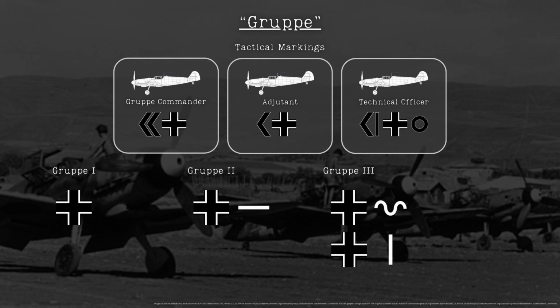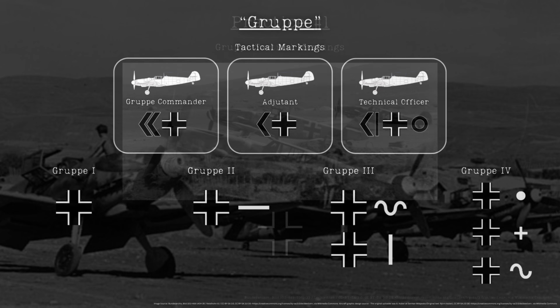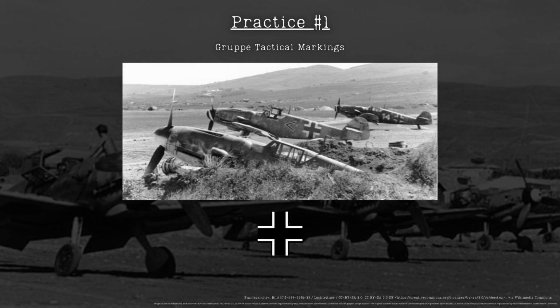This differed between fighter wings. And finally, Group 4 would have either a dot, a smaller cross, or a half squiggle. This also varied between wings. I know that is a lot right up front, so let's take a second to practice what we've covered so far. Let's take a peek at this Bf-109 in the middle of this lineup.